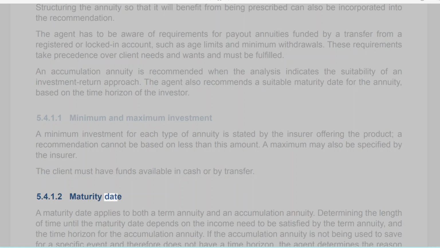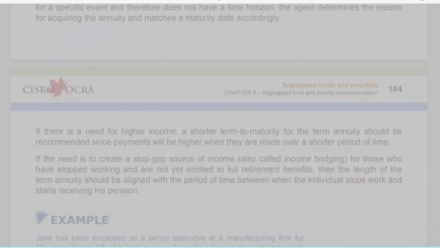5.4.1.2 Maturity date. A maturity date applies to both a term annuity and an accumulation annuity. Determining the length of time until the maturity date depends on the income need to be satisfied by the term annuity and the time horizon for the accumulation annuity. If the accumulation annuity is not being used to save for a specific event and therefore does not have a time horizon, the agent determines the reason for acquiring the annuity and matches a maturity date accordingly.